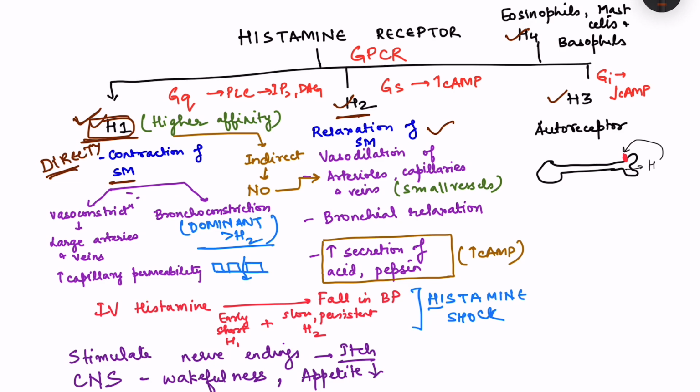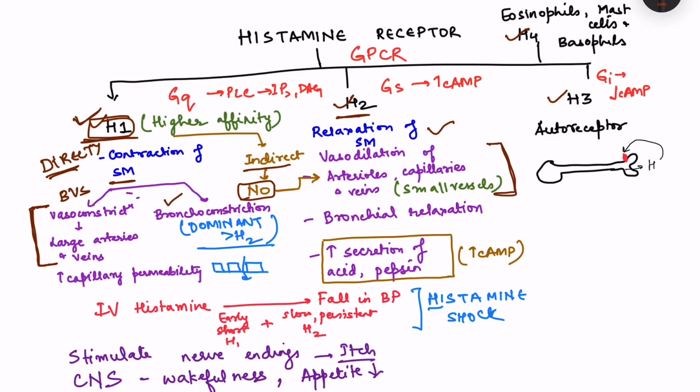So the H1 receptor, because it directly causes contraction of the smooth muscle, and this smooth muscle is present in various visceral organs and in the blood vessels. In the blood vessels, this is going to cause vasoconstriction of the large arteries and veins, and it is going to cause bronchoconstriction. Now even though the direct action of H1 receptor stimulation is smooth muscle contraction, there is one indirect action. By indirect action, it causes release of nitric oxide, and nitric oxide, we know, is a vasodilator. So this causes the vasodilation of the smaller vessels: arterioles, capillaries and veins.